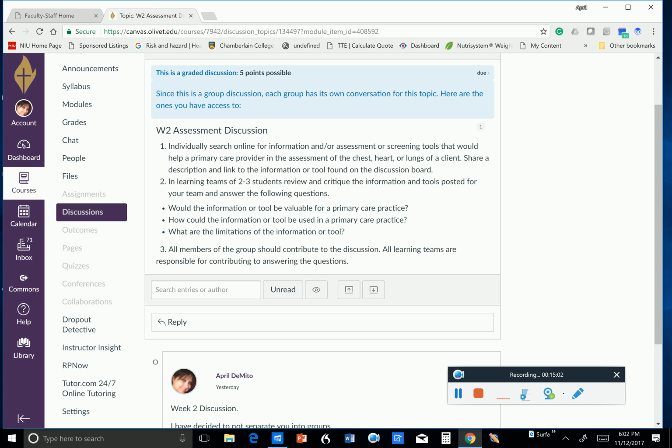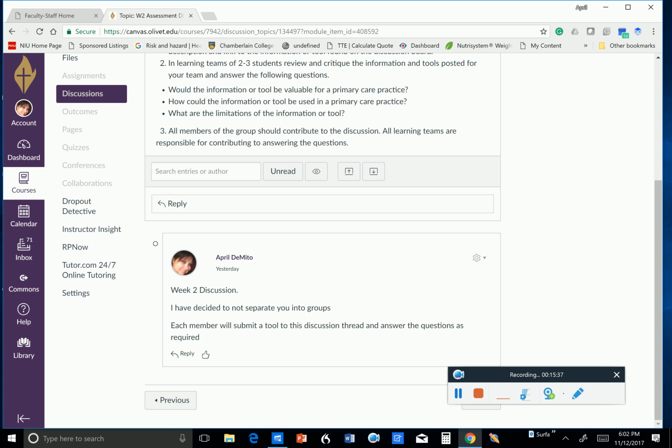Now, each student is going to have to answer these three questions. Would the information or tool be valuable for a primary care practice? How could the information or tool be used in a primary care practice? What are the limitations of the information or tool? Okay, now what you're going to do is look at your classmates' tools. They're going to be posted to this discussion link here that I've just put up. You're going to look at those and answer these three questions.